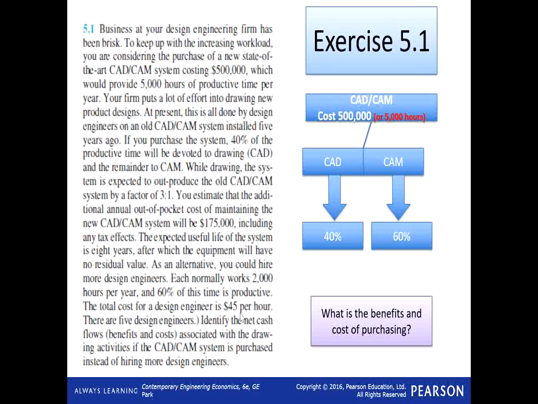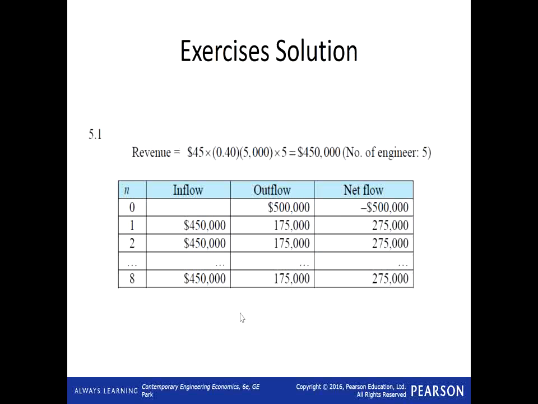Now, what are the benefits? If you can, pause and think about it. Yes, the cost of the system is 500,000. Then you have an annual maintenance cost as well, and the only benefit we are going to get is labor savings, right? So what is the savings in labor? We'll see it on the next slide.